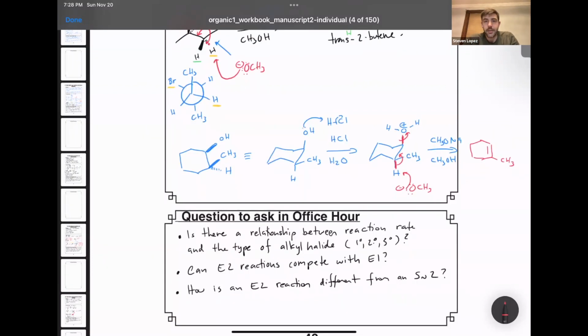And in this last section, I wrote out a few questions you might want to ask in office hours. One, is there a relationship between the reaction rate and the type of alkyl halide? Two, can E2 reactions compete with E1 reactions? And three, how is an E2 reaction different from an SN2 reaction? Would you get different products, for example?